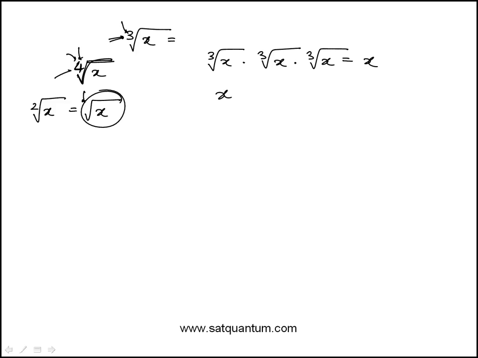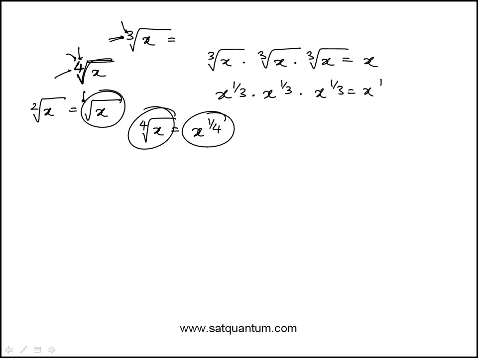So again, we see that it has to be to the power of a third, because when we add the exponents, a third plus a third plus a third would be equal to 1. Similarly, the fourth root of x is x to the 1/4. So you will see problems that might have this in the statement or that, and you have to recognize that those are the fourth roots.